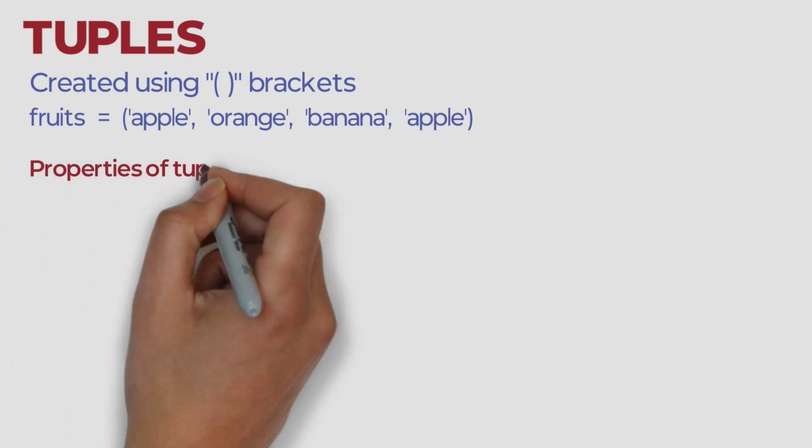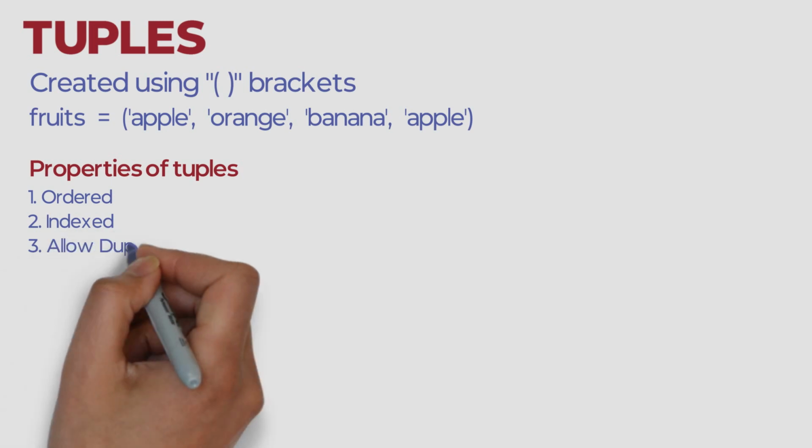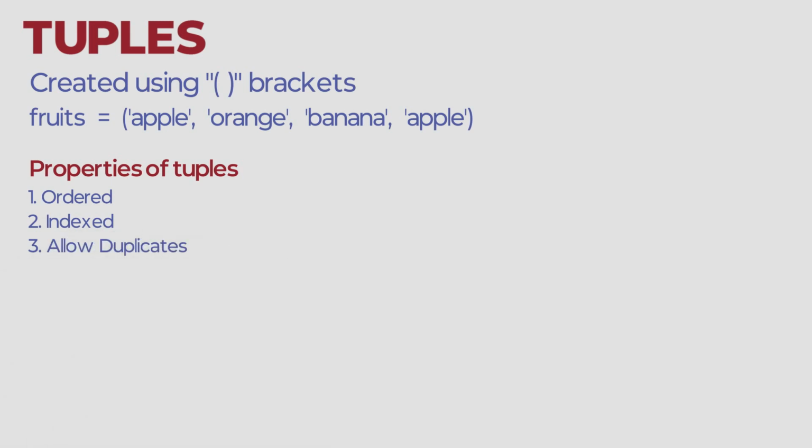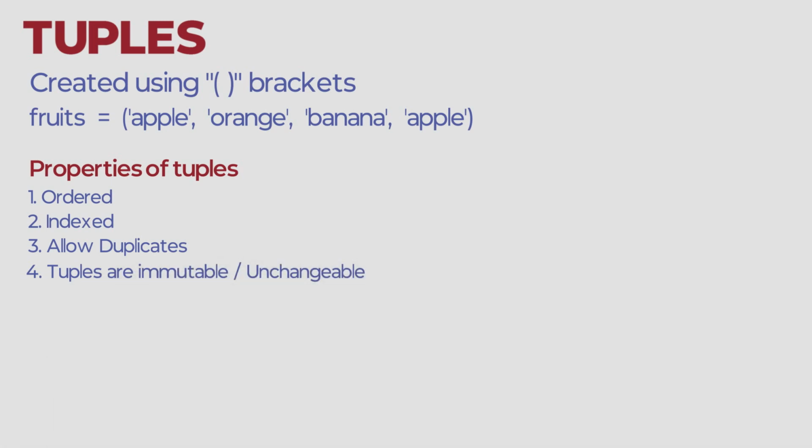Properties of tuples. Like lists, tuples are ordered, indexed, and allow duplicates. The only difference is that tuples are unchangeable, meaning that once it's created, we cannot add or remove items after the tuple has been created. Moreover, we cannot change the already existing values or items in the same tuple.